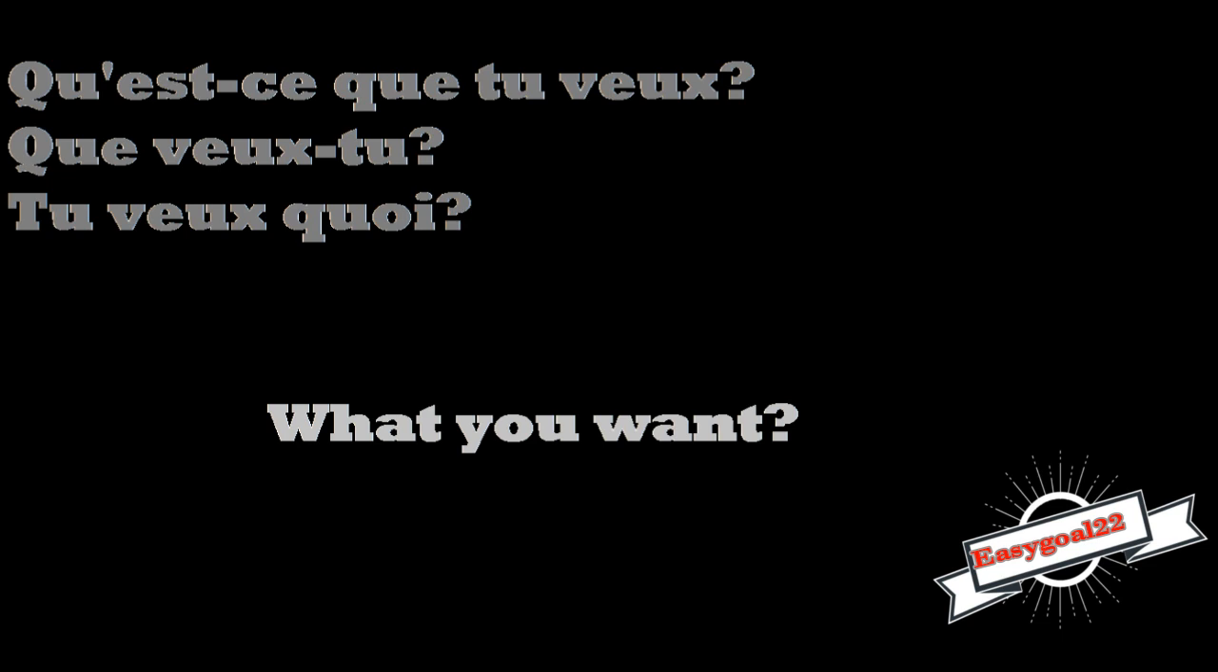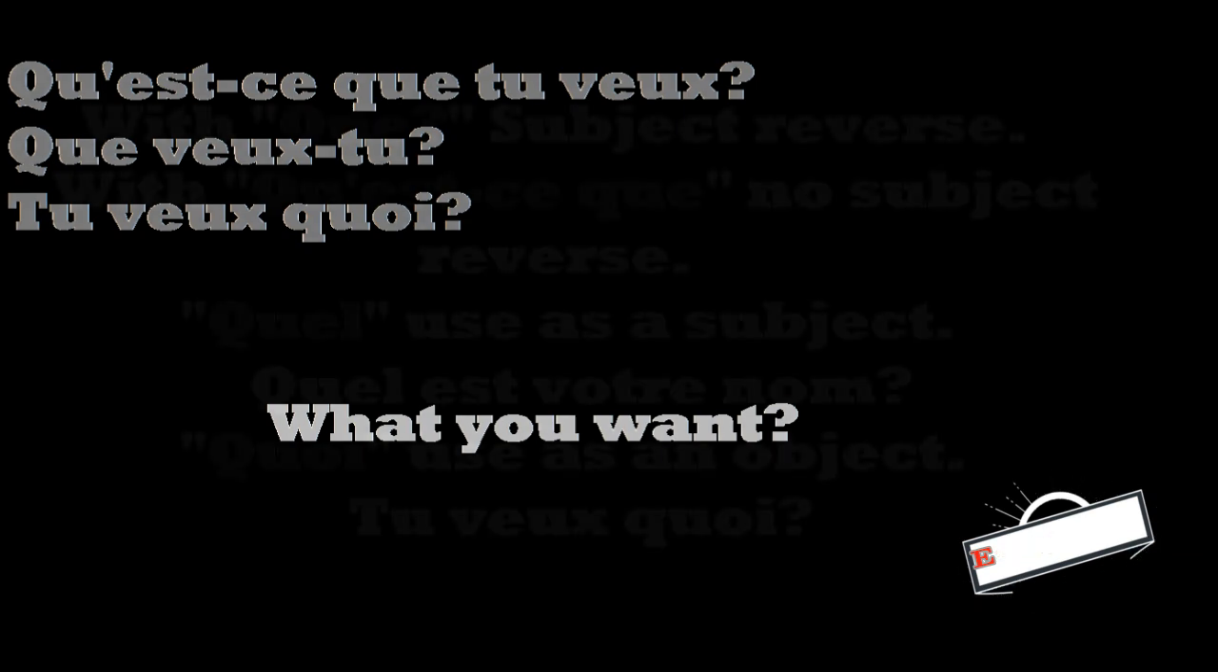And then tu veux quoi is also informal, but here quoi is a word used as an object. Tu veux quoi? Tu is the subject, veux is the verb, and quoi is the object. Qu'est-ce que tu veux is what you want, and que veux-tu is what want you, and tu veux quoi is you want what. Good. We think you can use them right now.